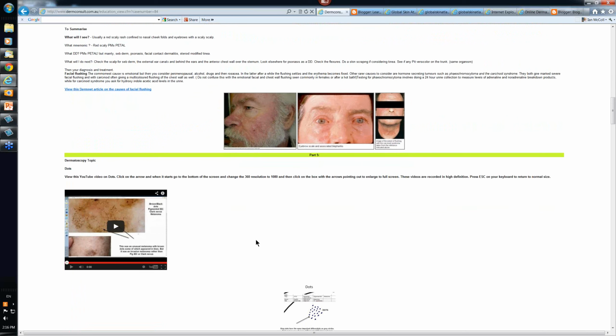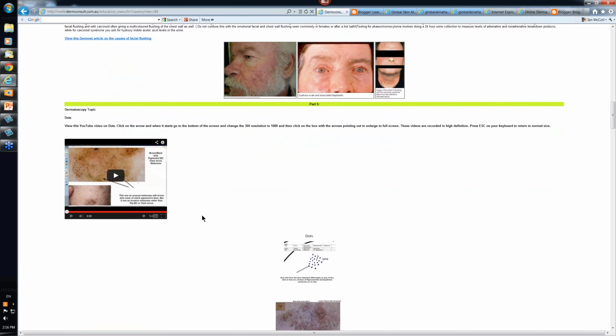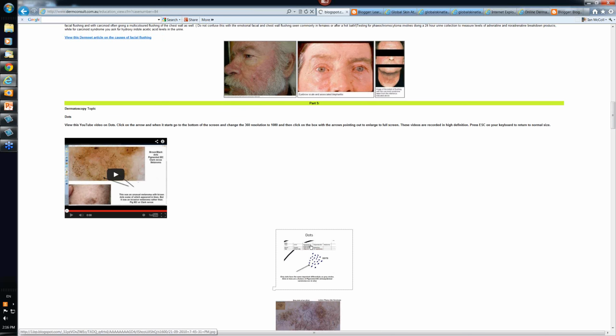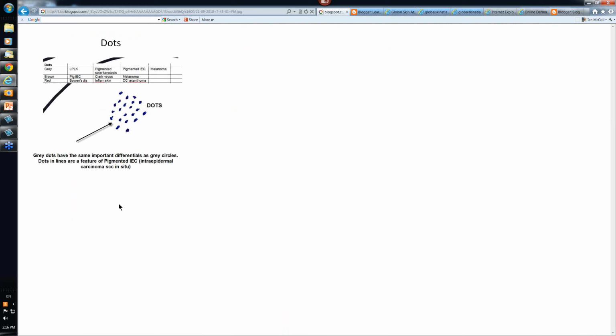Now, in terms of the dermatoscopy things, we're going to look at dots, but I'll go over them in a bit more detail in the actual webinar. Dots, the main ones you're going to look at are the gray dots. And the gray dots are important because of these differentials of LPLK, pigmented solar keratosis, pigmented IEC, especially if the dots are in lines. And they may not just be gray, they may be brown dots there. In that, you'll see here that they're listed there as the commonest of the brown dots, especially in lines.